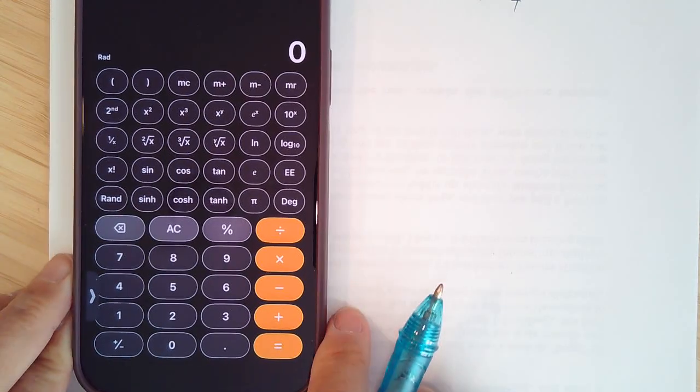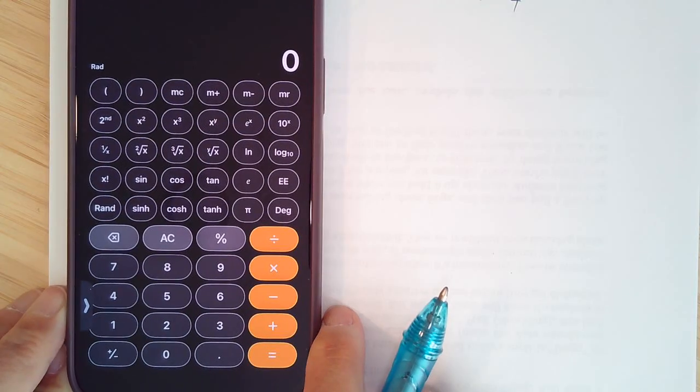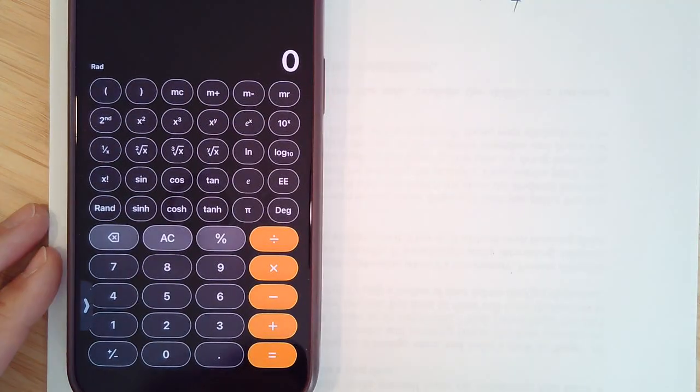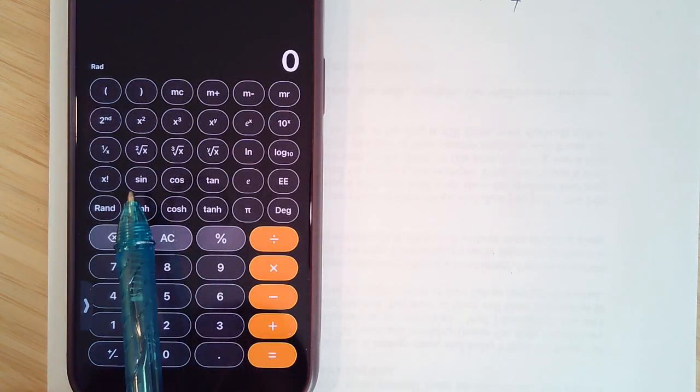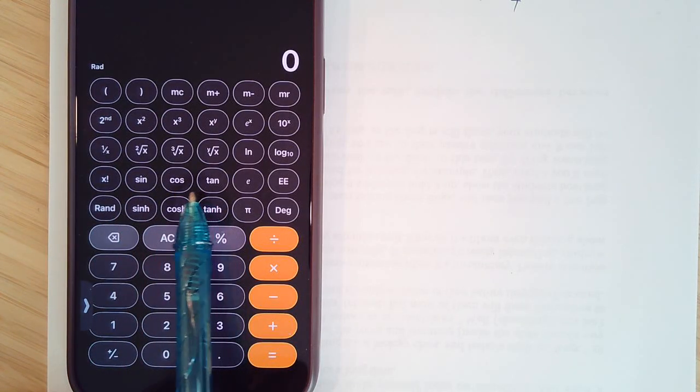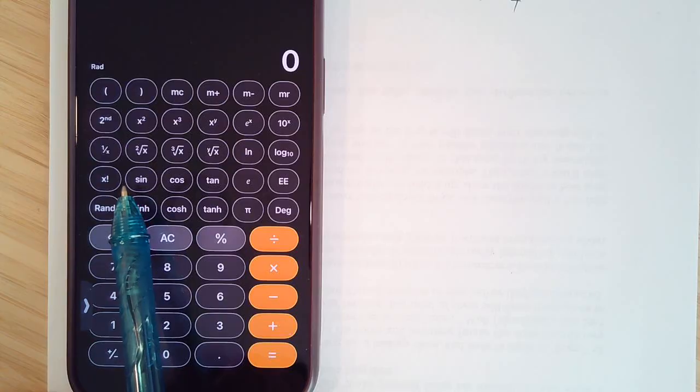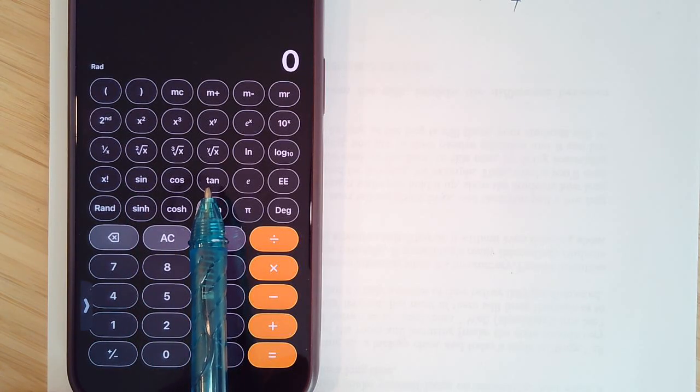This is an iPhone, and the scientific calculator on iPhone. Did you notice that you have sine, you have cosine, you have tangent? So all the time you can find out these three trigonometric function values.